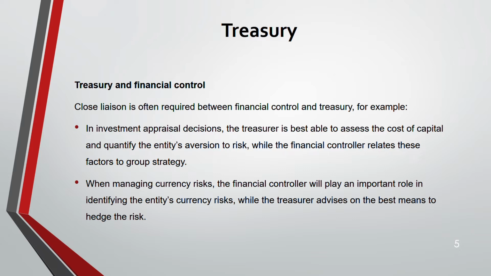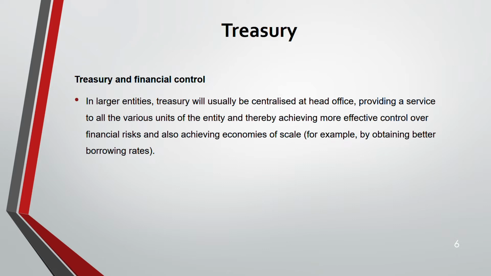The financial controller will be below the treasurer. They will identify the risk, and then they will tell the treasurer. The treasurer is the one who is going to advise: okay, these are the risks, now how do we manage them best? Which derivative should you use? Should you go for forward, future, option, swap? The treasurer will advise you on those. Now, in larger entities, treasurers will usually be centralized at head office. That means there will be one treasurer at the head office, and it is centralized. Centralized means only one person taking the decision, and everyone below him follows.